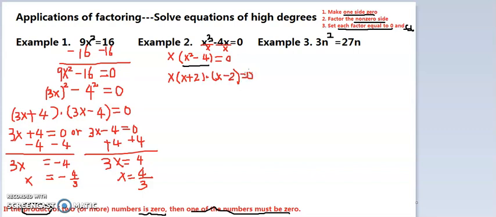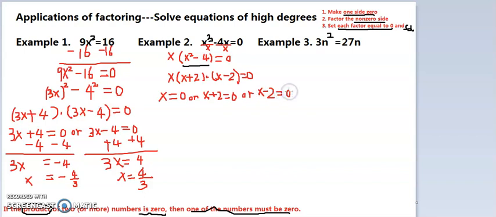And now we can do the third step, set each factor equal to 0. This time we have 3 of them, so we're going to set each one. The first one, x equals 0. Or the second one, x plus 2 equals 0. Or the third one, x minus 2 equals 0. So the property I put down here, notice that you can have more than 2.